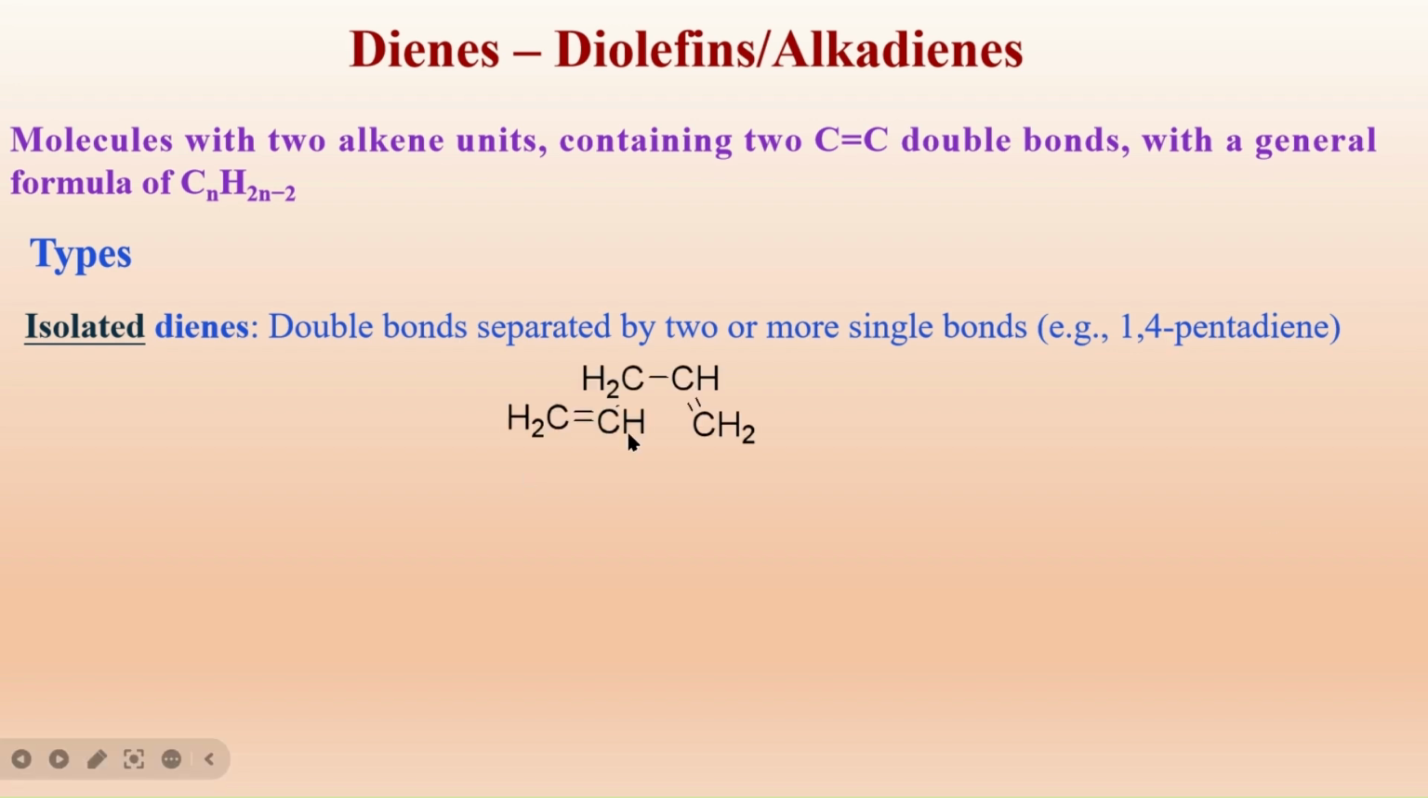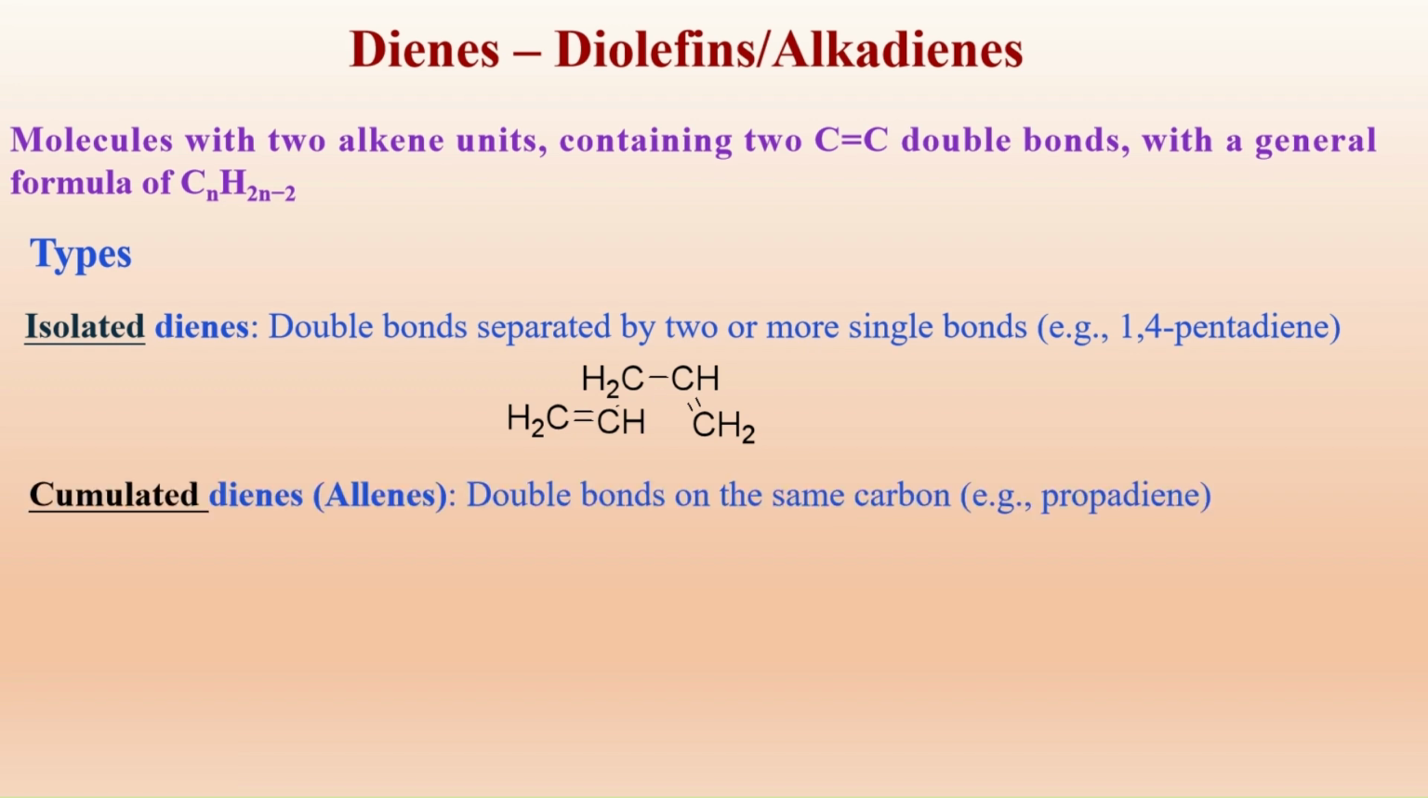CH2 double bond CH, CH2, CH double bond CH. There are two double bonds, one between the first and second carbon and another between the fourth and fifth carbon. And these two double bonds are separated by two single bonds. It is separated by two or more single bonds. These are isolated dienes. The two alkene groups are isolated.